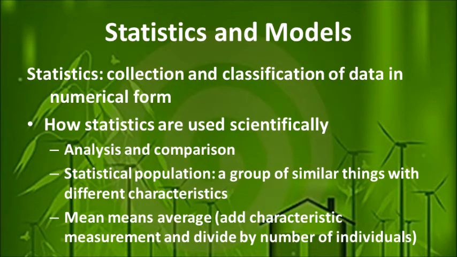Now, oftentimes what we will do is we will use the average, or what we call the mean. Mean means average. And the way we find the average is we add up the particular characteristic measurement and divide by the number of individuals in that group. So in the case of my pea plants, I add up the heights of all 50 plants in each group and then divide by 50.